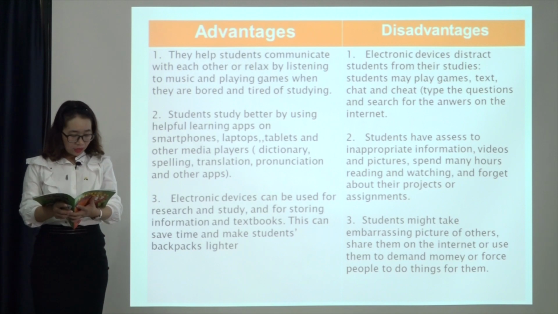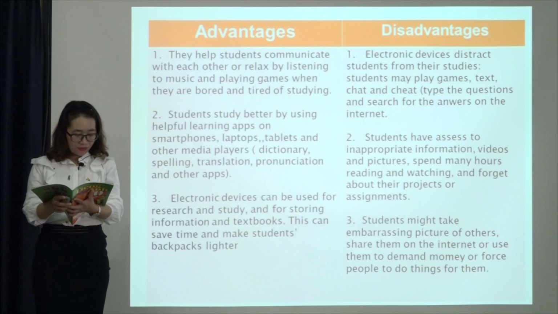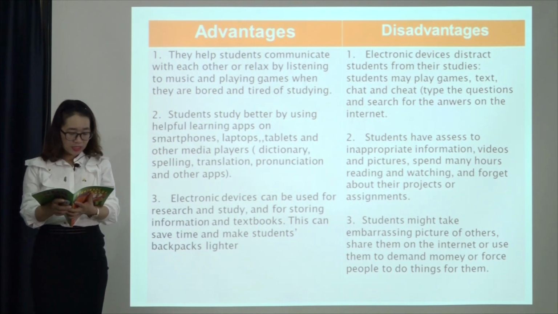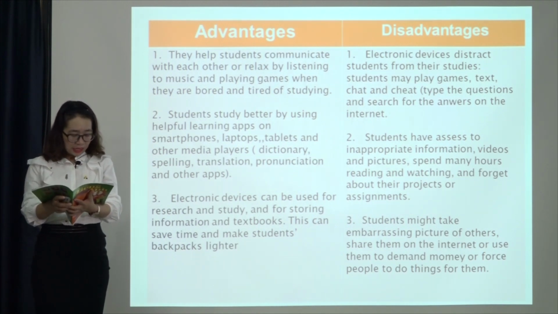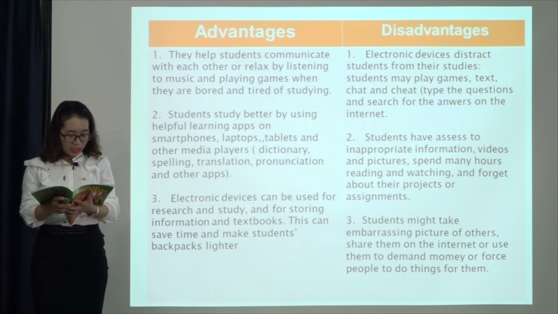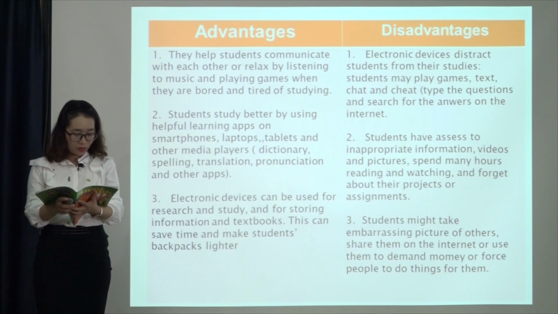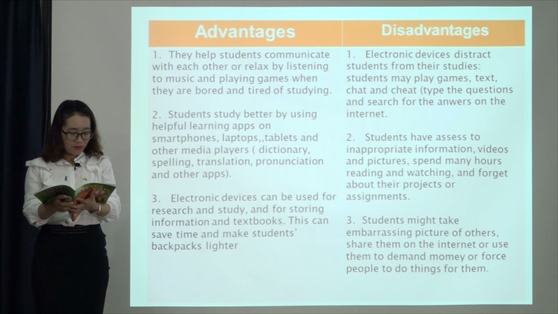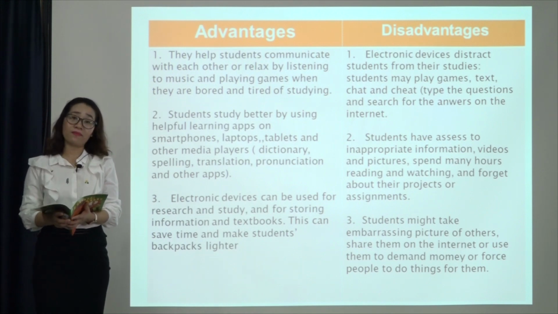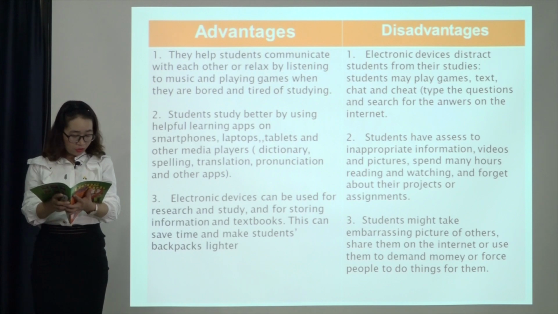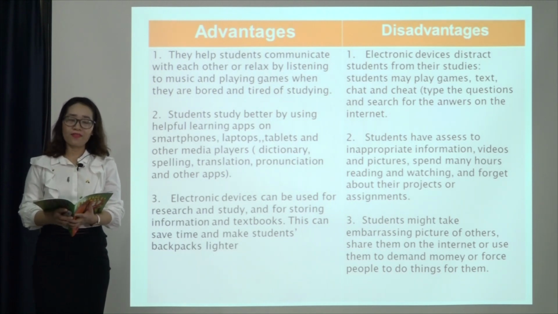You can see that numbers 1, 3, and 5 are disadvantages because electronic devices distract students from their study, and students have access to inappropriate information, videos and pictures, and spend many hours reading and watching and forget about their project or assignment. Number 5 is that students may take embarrassing pictures of others, share them on the internet or use them to demand money or force people to do things for them. And the others, 2, 4, and 6, are advantages.